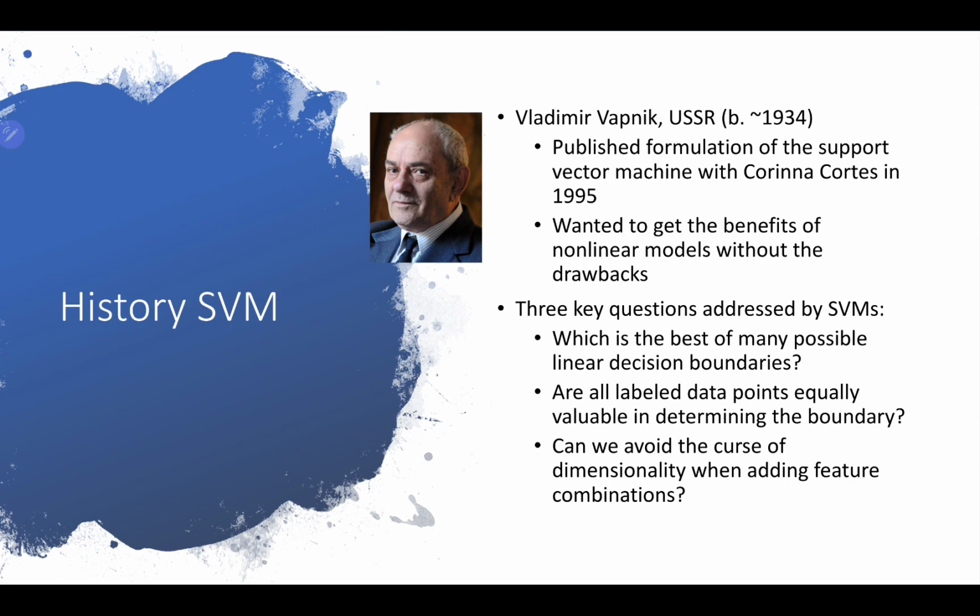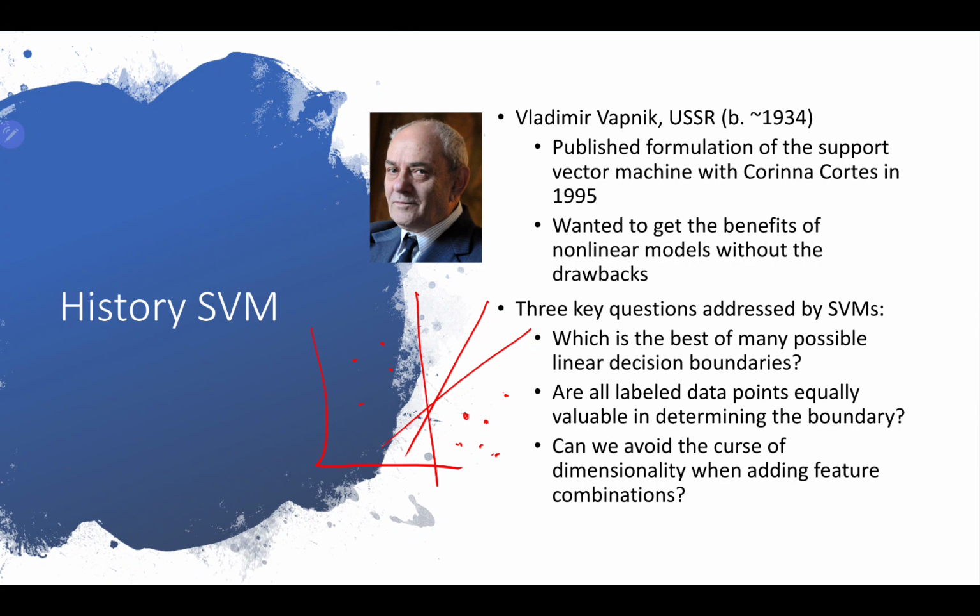So the three key questions addressed by SVMs, support vector machines, SVM for short, the first is which is the best of many possible linear decision boundaries. Remember from the discussion of the perceptron, if you have data points like this, then a line would be able to separate them. But this line is also feasible, this line is also feasible, and so on. By feasible, I mean it does the job, it does separate them. So which one is the best among these? How can we define that? What's best?